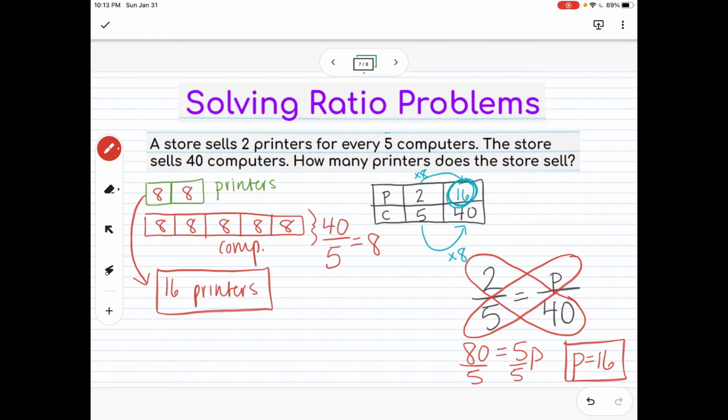All right, so there are 3 strategies you can use to solve ratio problems. As always, you guys are free to use whatever strategy works best in your brain, although we are going to explore these a little bit deeper. That way you can gain more experience to see which ones you like better.